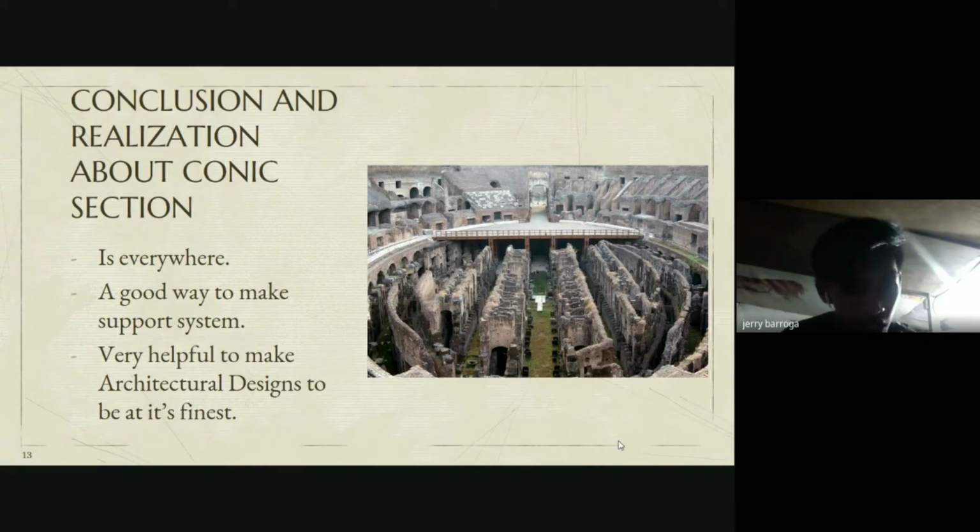So lastly, we can conclude that studying conic sections is very helpful because it beautifies and enhances the structure of an architecture, and the best example of it is the architecture that we chose, which is the Colosseum.